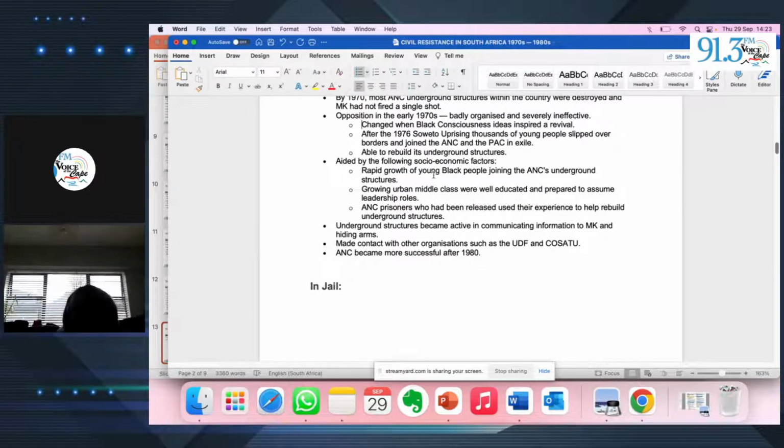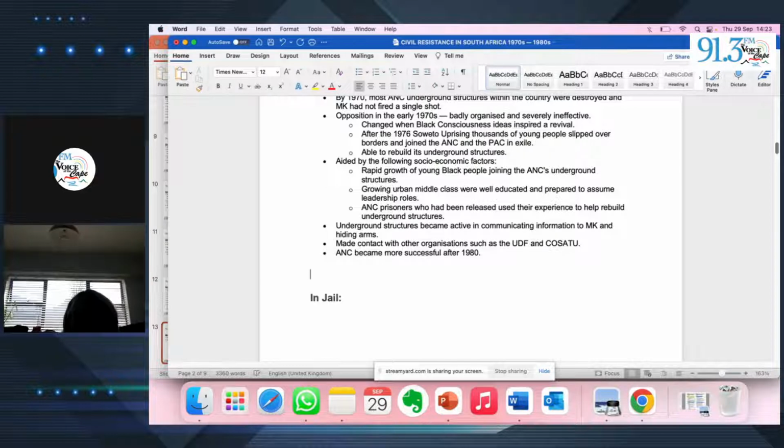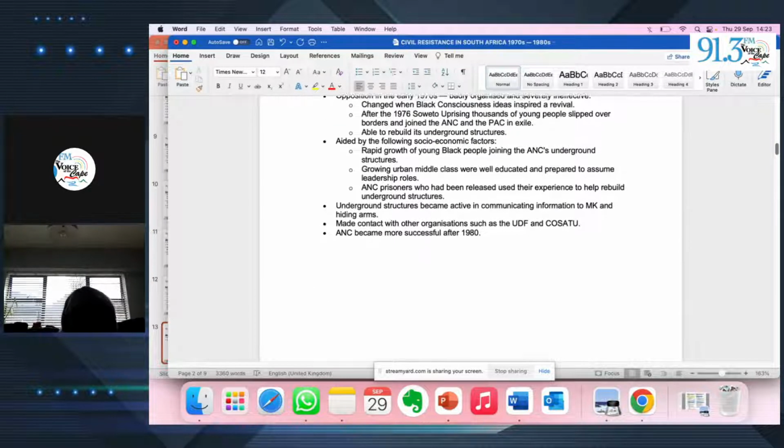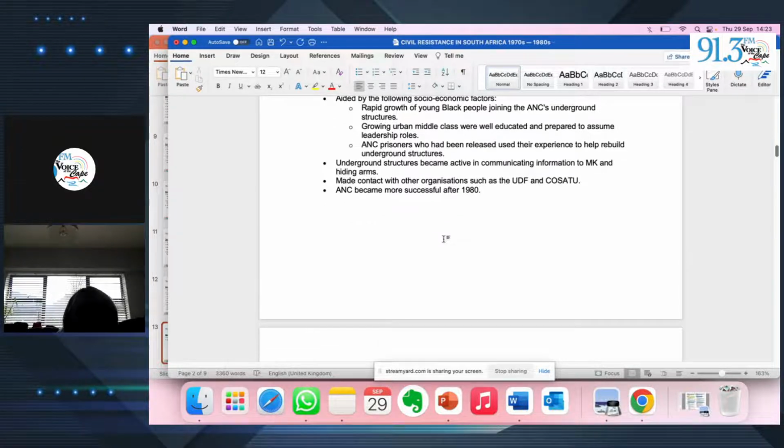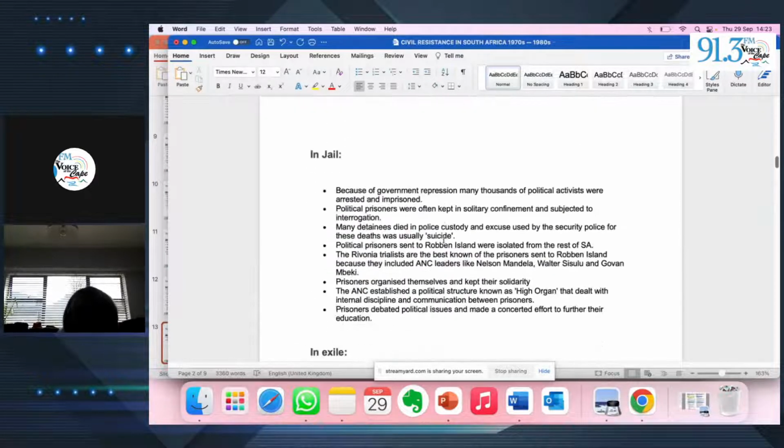So the rapid growth of young people joined the ANC's underground structures, the growing urban middle class, which was well educated and prepared to assume leadership roles, and the ANC prisoners who had been released used their experience to help rebuild the underground structures. These underground structures became active in communicating information to MK and hiding arms, and it also made contact with other organizations such as the United Democratic Front and COSATU, which is a trade union, and the ANC became more successful after 1980.